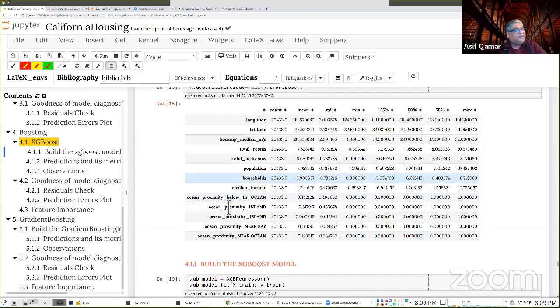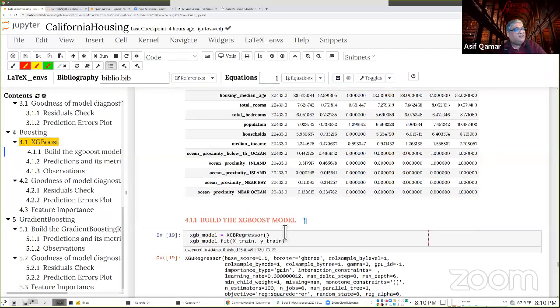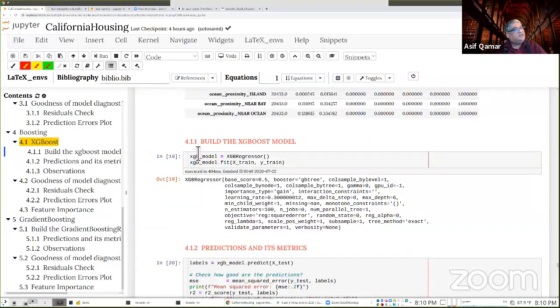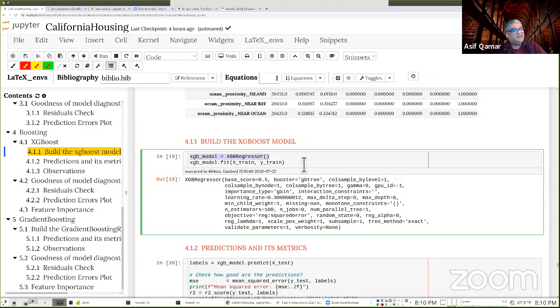You notice that there are no special characters in the names. Once you are there, then you do the same thing. So what did I do? It could have been a linear regressor. Except for this one line change, there are no changes. You do the model fit.